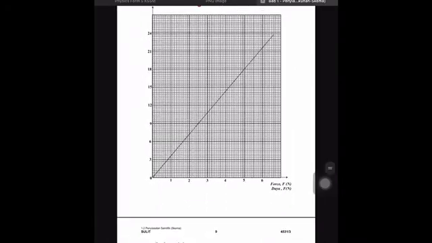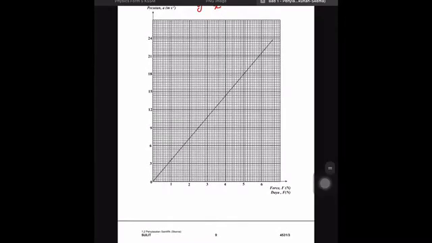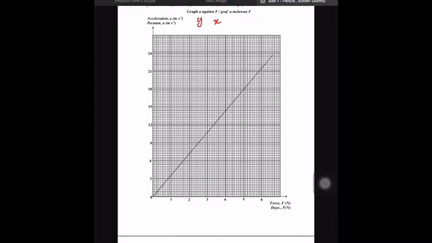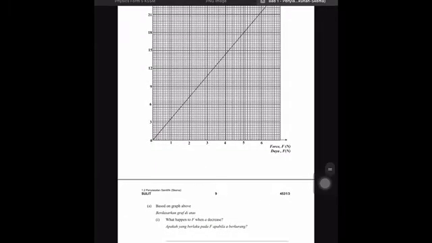Based on the graph above, what happens to f when a decreases? The graph is showing a increases and f increases. F increases and then a increases. So what can you say? They are directly proportional. So definitely your answer will be decreases. So 1 mark here.